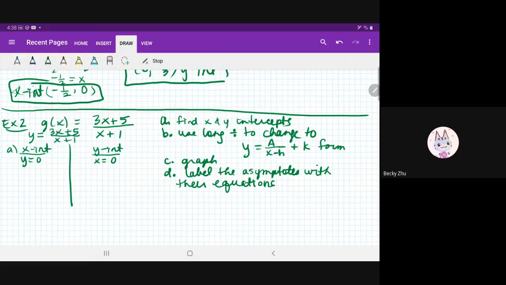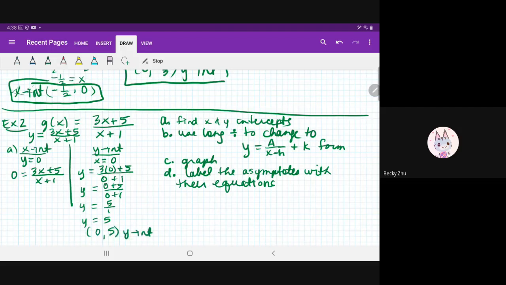So y equals 3x plus 5 over x plus 1. So that 0 equals 3x plus 5 over x plus 1. And then for the y-intercept, you're going to keep the y, but put 0 in for the x locations. I like the y-intercept better, so usually when I'm doing it myself, I find that first. So 5 over 1, which is 5. Oh, that's a nice coordinate. So 0, 5 is the y-intercept. That'll be a nice one to graph. Much more difficult to graph the fractions.